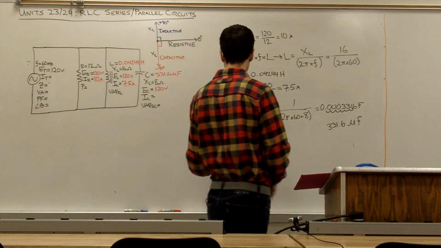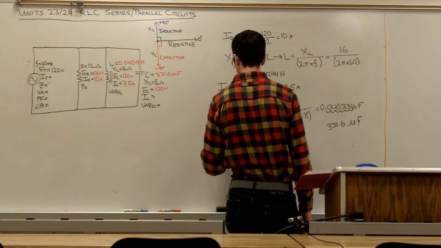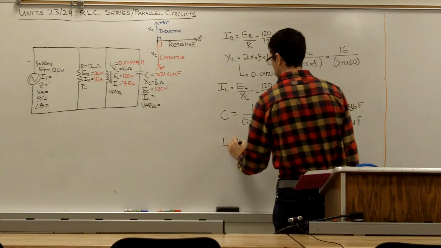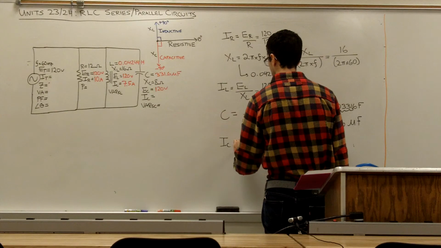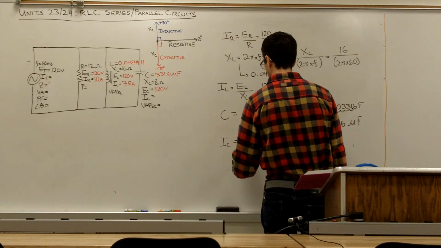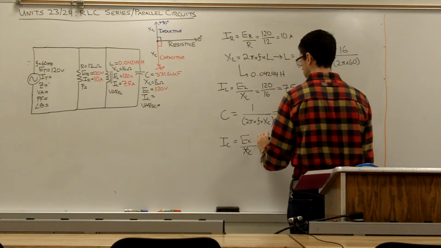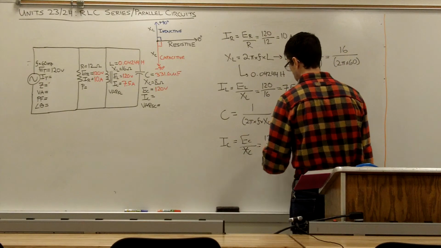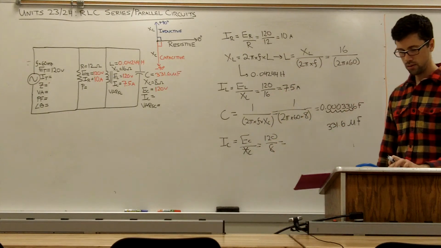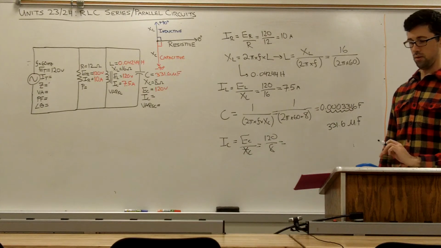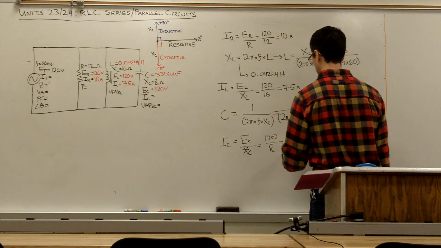And now the current through the capacitor, I sub C, is equal to E sub C divided by X sub C, so 120 divided by 8 gives me 15 amps.